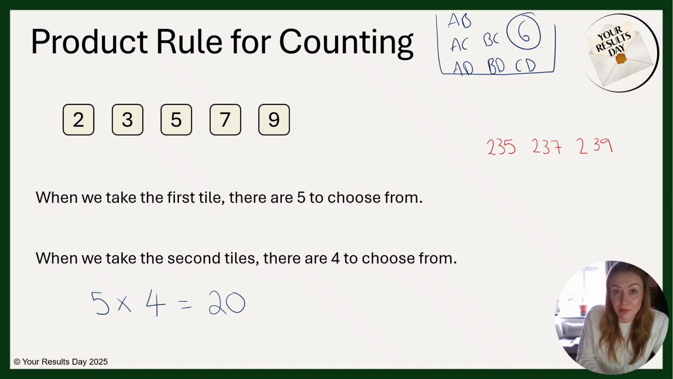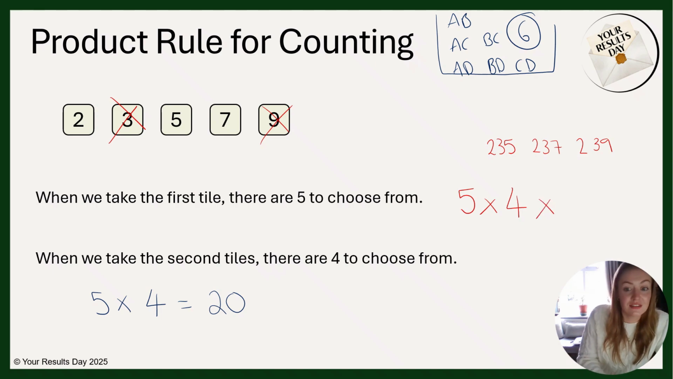The first time I go to pick a number, there's going to be 5 tiles to choose from. Let's say this time it was the 3. The second time I go to choose a tile, there's 4 for me to choose from. Let's say that was the 9. And then the third time, because this time I'm saying I can pick 3 digits, there's 3 tiles for me to choose from. Let's say that was the 2.